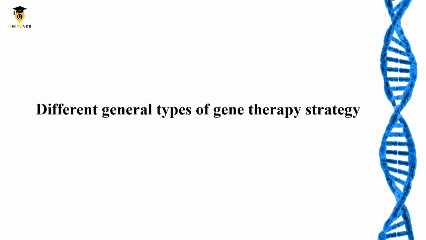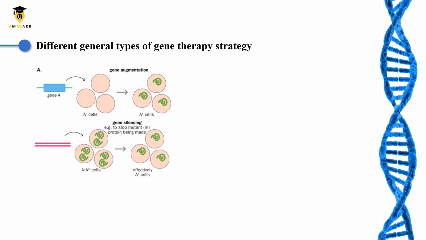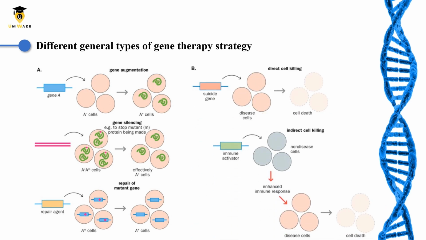Now we want to know about gene therapy strategies. Gene therapy strategies are divided into 2 categories. The first category is related to strategies that modify the cell. For example, gene augmentation, gene silencing, repair of mutant gene. The second category is related to strategies that kill the cell directly or indirectly.